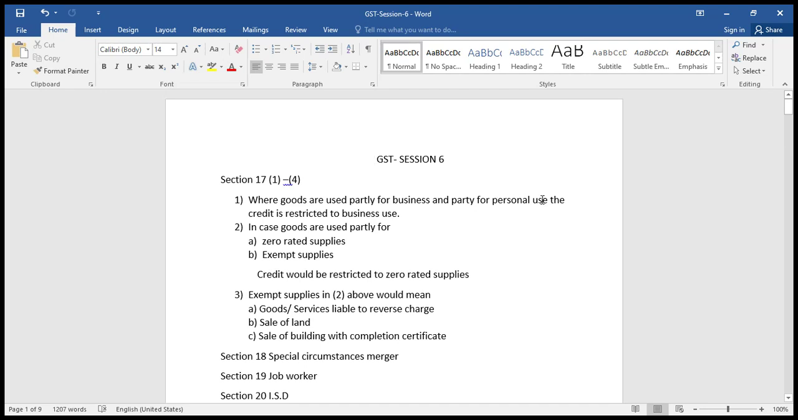Today we'll be discussing GST Session 6, Section 17(1) to (4), where goods are used partly for business and partly for personal use. The credit is restricted to business use. In case goods are used partly for zero-rated supplies or exempt supplies, the credit is restricted to zero-rated supplies.